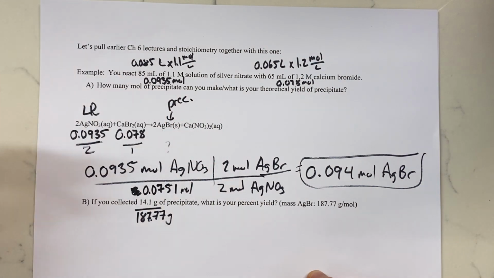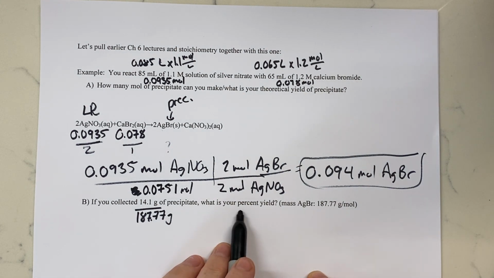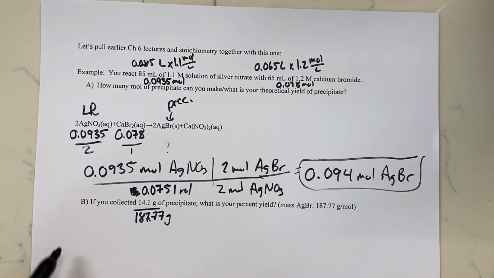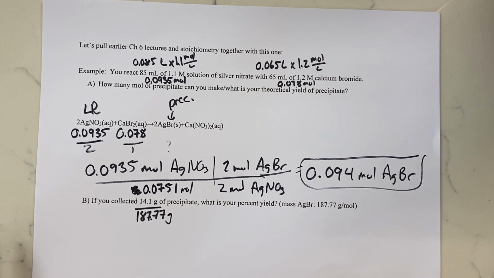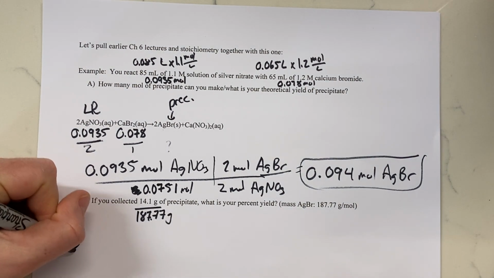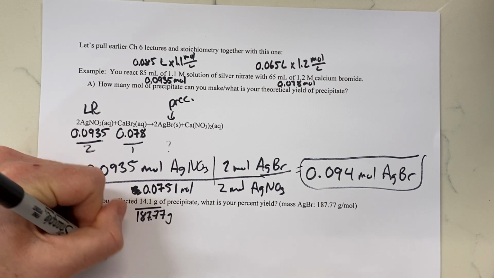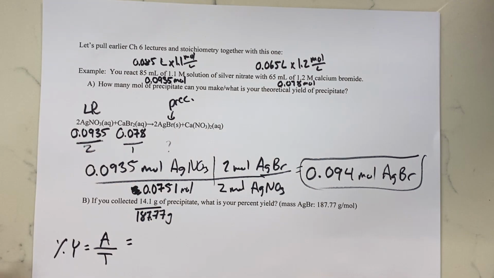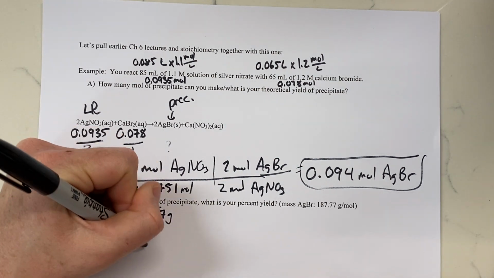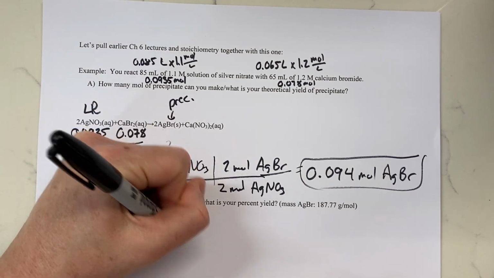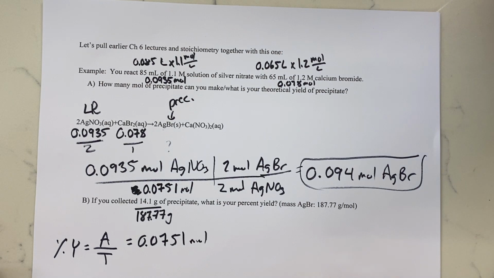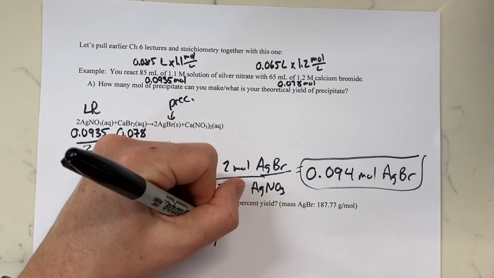0.0751 mole. And now it says, what is your percent yield? Well, it says you collected. That means you actually got this many mole of precipitate. Remember, percent yield is actual over theoretical. Our actual yield is 0.0751 mole of silver bromide.